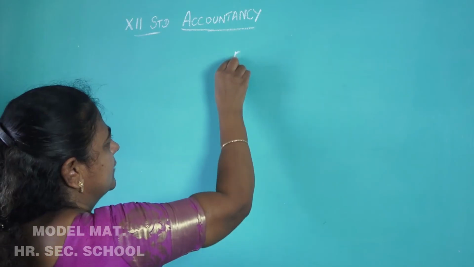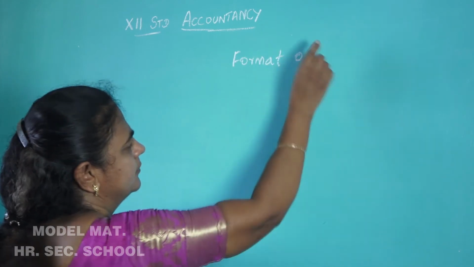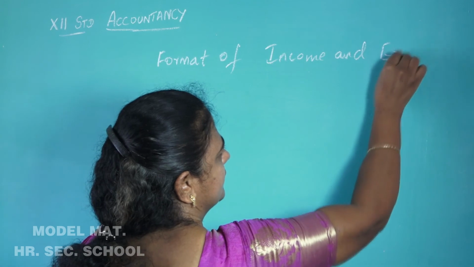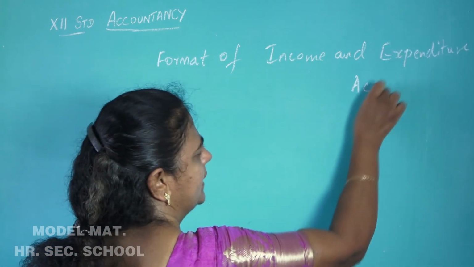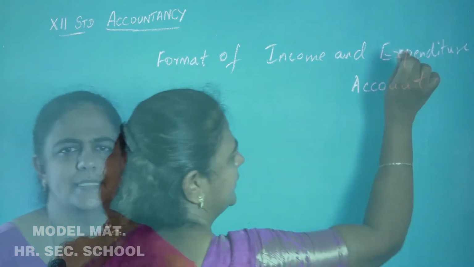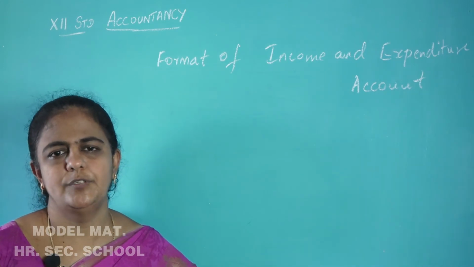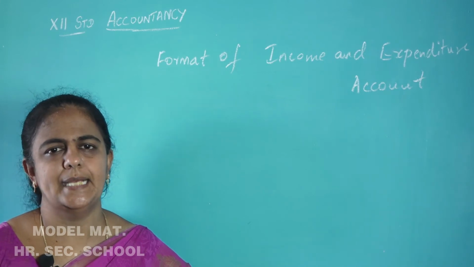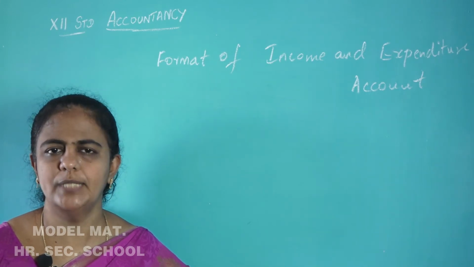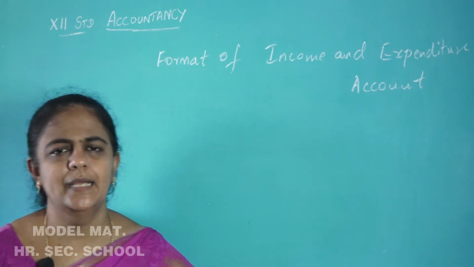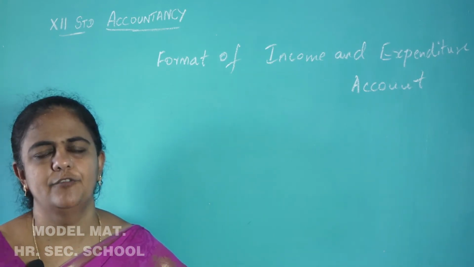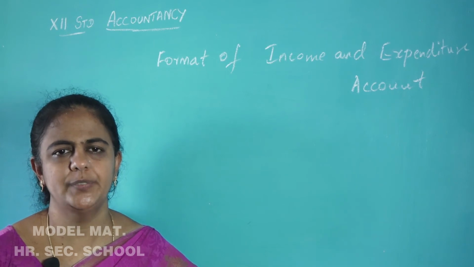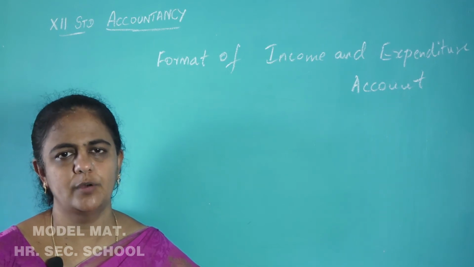Next, format of income and expenditure account. See, the format is given in the book, so I'll show the format on the screen. You just see the format, watch the screen, understand the format, and then we can move on to the sums. Look at the screen, page number 50, format of income and expenditure account. I'll just read the format for you, just watch it, understand, then we'll move on to the sums.